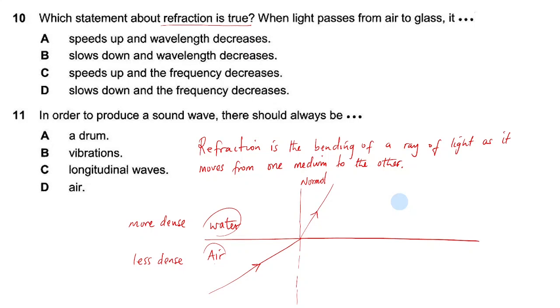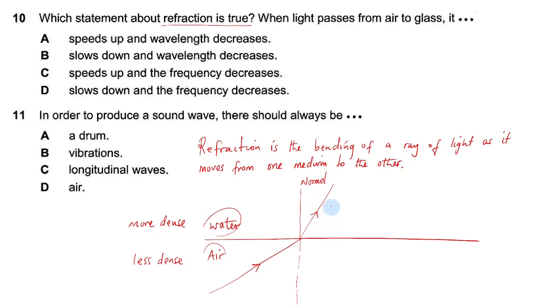In terms of the speed, it slows down. That's why it bends towards the normal. So in air, the ray will have more speed. In water, the speed decreases, so it slows down. That's why it bends towards the normal.